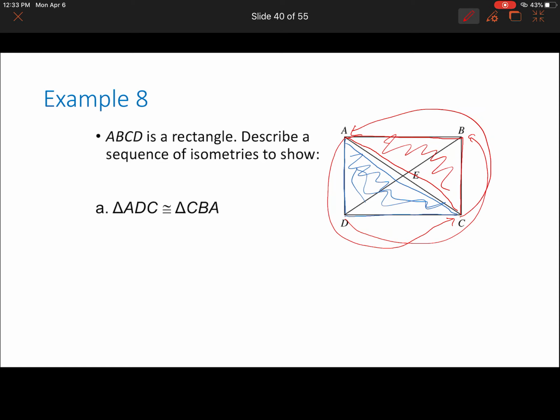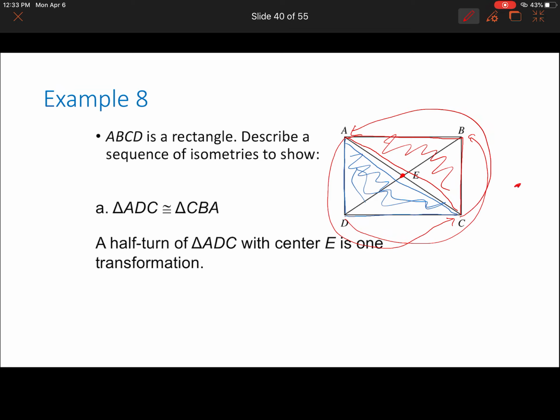And so we're just going to say that it is a half turn of triangle ADC with the center at E. And that's important that we notate that, because we don't want to rotate it around some random point out here, right? We want to rotate it around that point E. That's our turn center. And so when we spin it, we do end up with the same figure. If you have any questions about that one, please let me know.